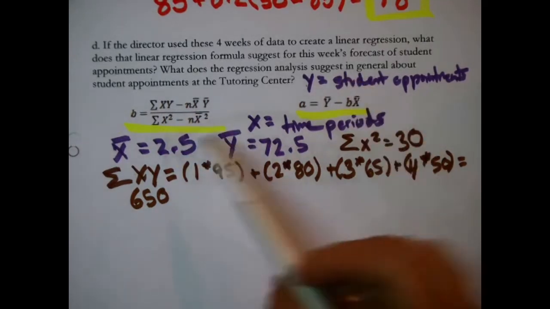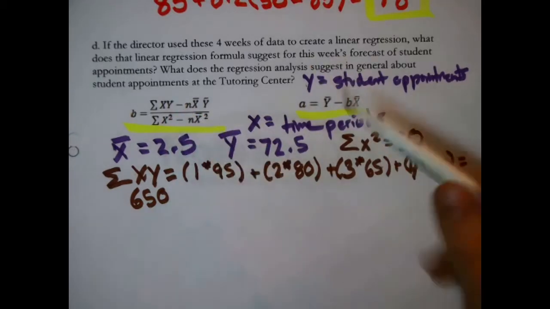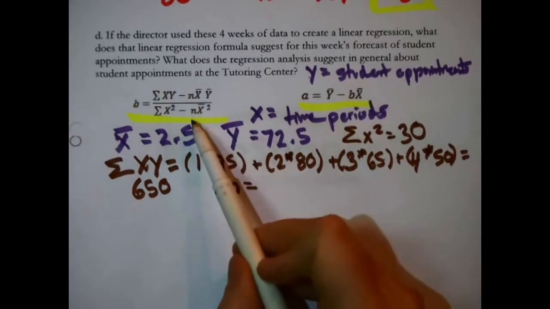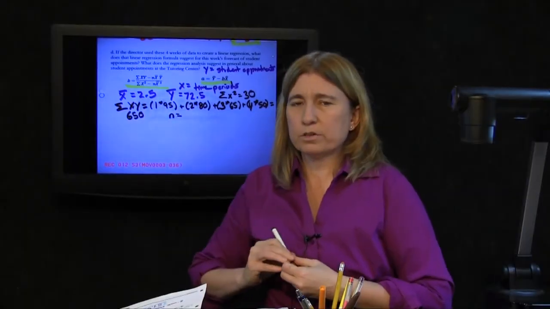Now remember, we're just finding the parts that we need for this formula. I think that we found pretty much everything, except we also need n. There's an n there, an n there. N is the number of observations.